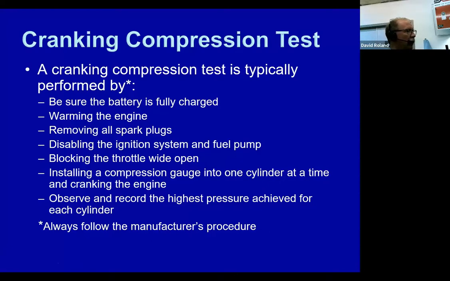We are going to disable the fuel and the ignition system. The battery needs to be fully charged when we do this. We're going to remove all the spark plugs, disable ignition, block the throttle wide open, install a gauge into one cylinder, and then crank the engine. The pressure gauge is going to record the highest pressure that it sees, and then we're going to compare cylinder to cylinder. We're going to do this in each cylinder, and then find the cylinder that has the lowest compression. Now, they should all be within 10% of each other. If they're not, that indicates a problem, and that's what we're going to be trying to fix.